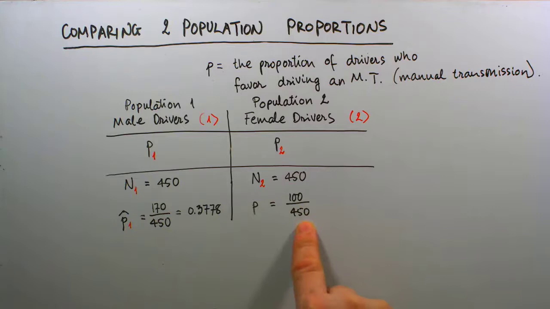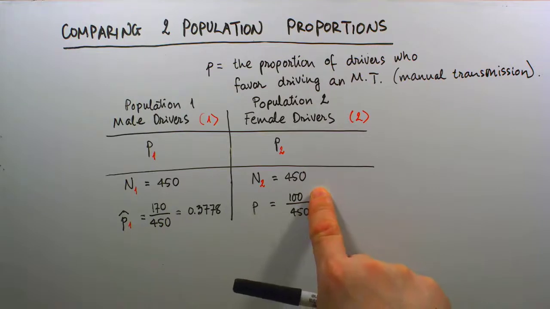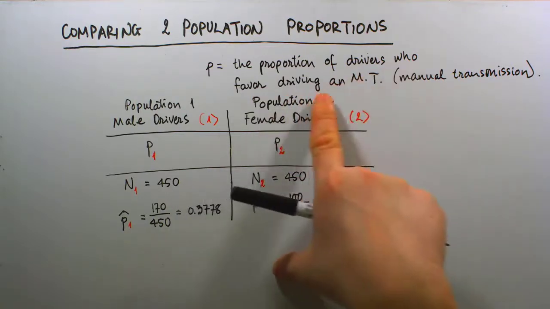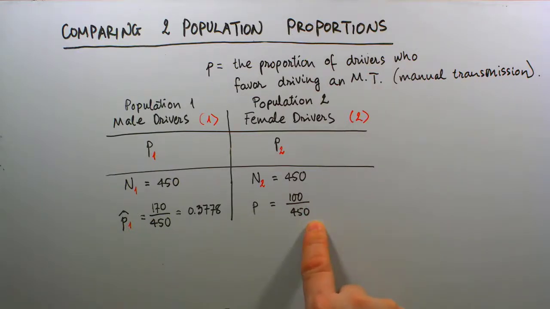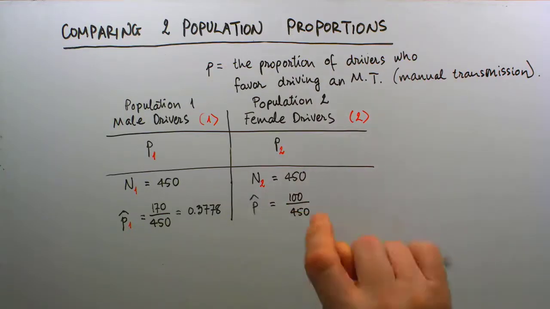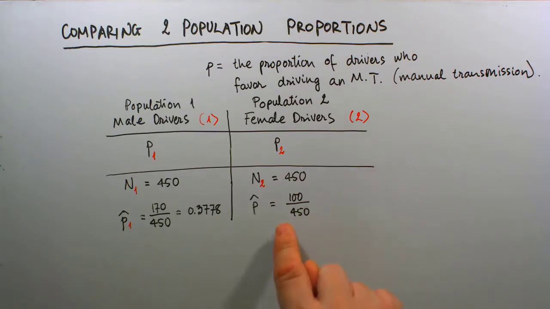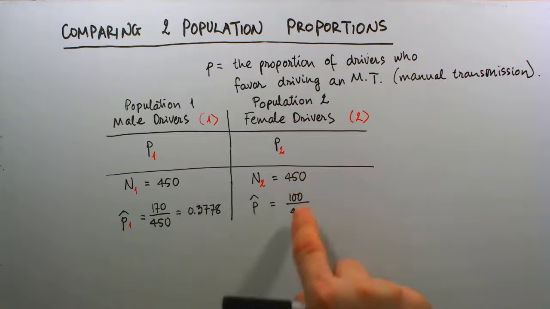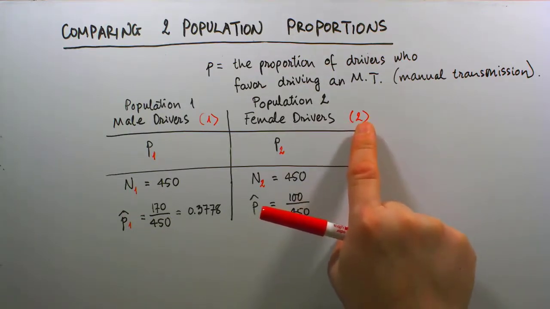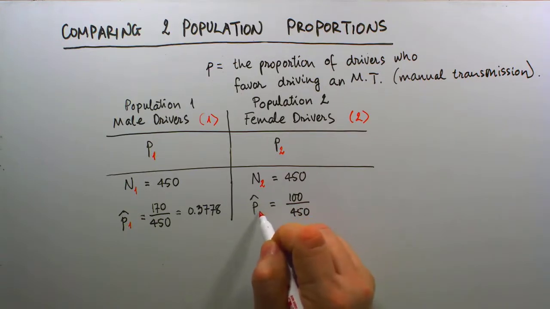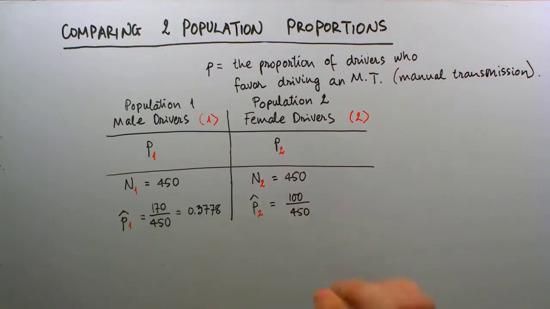But so now in this current sample from population 2, 450 female drivers, we found a successive count of those who favor driving a manual transmission to be only 100. So 100 over 450 as a proportion here, we refer to this as a sample proportion because it's a proportion, but it's only valid, it's only true within this sample that we found from population 2. And so further, again, this sample was selected from population 2. So this p hat must get that subscript 2 to indicate where it came out from.